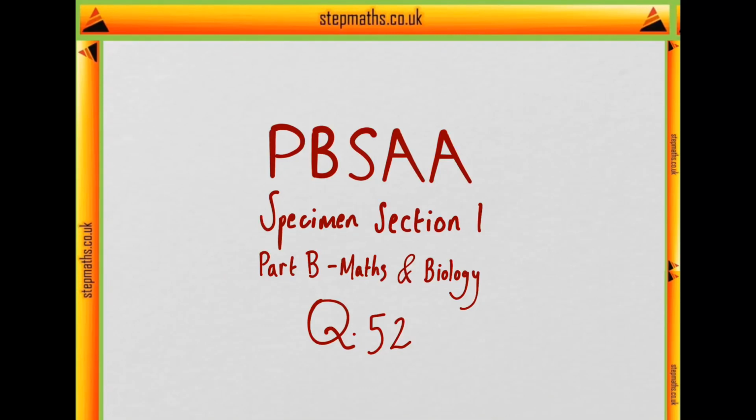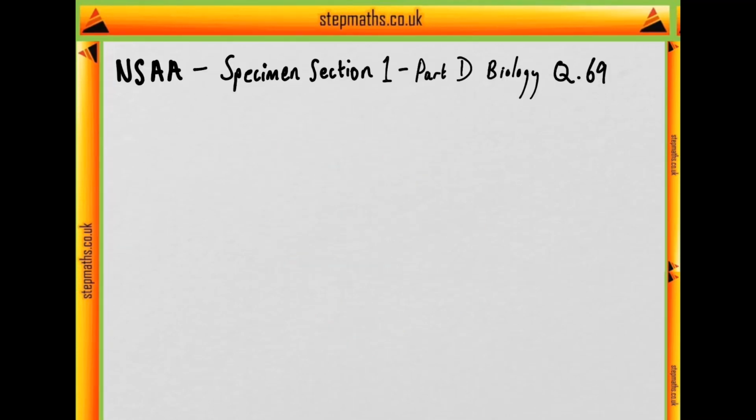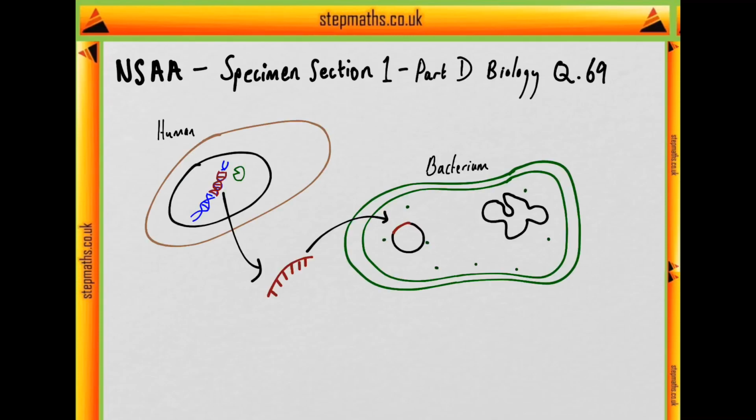This video will cover question 52 of the Specimen Section 1 PBSAA paper. Please note that our solution will be the same as the equivalent Enter Specimen Section 1, question 69. In question 69, we're asked which of four statements about the genetic modification of a bacterium to produce human insulin are correct. Well, before we have a look at those four statements, let's remind ourselves of this process.